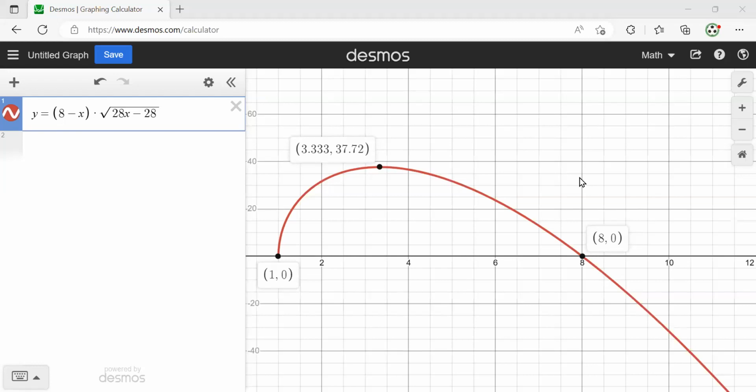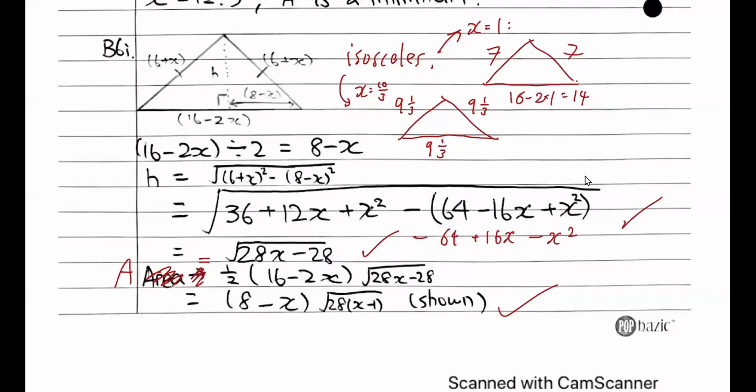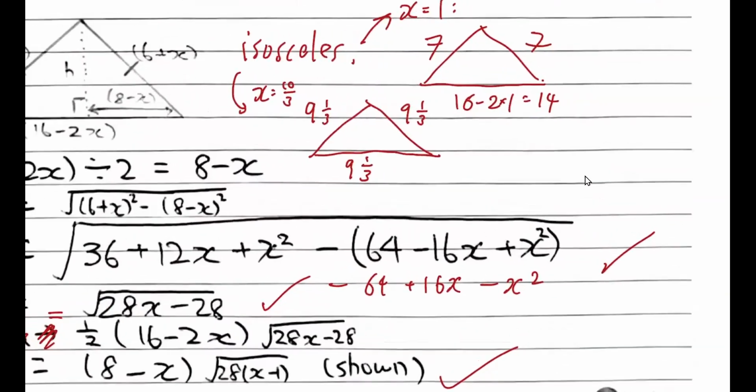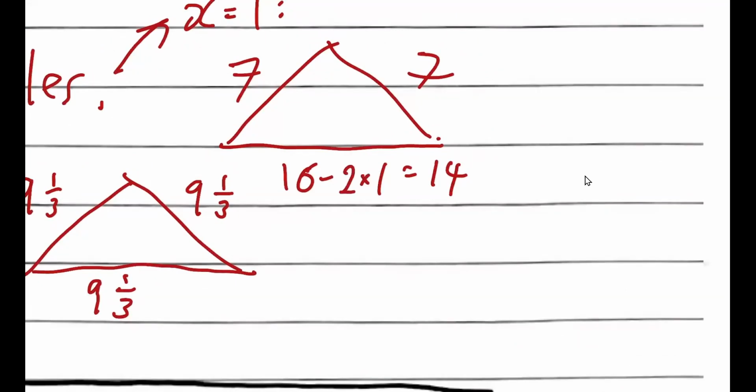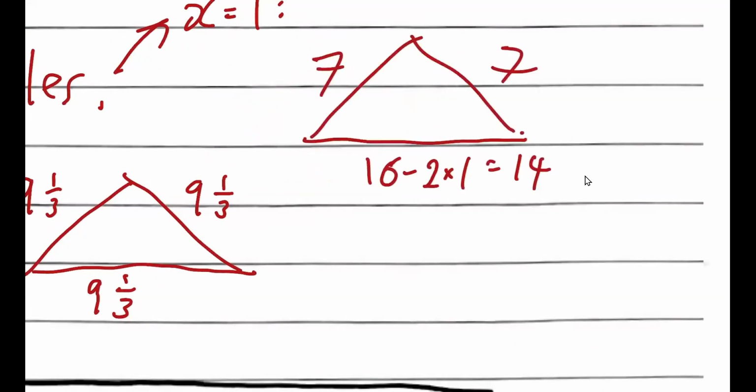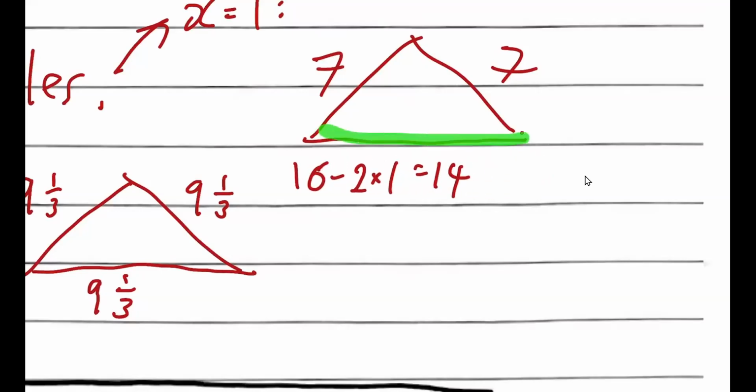Cannot be told from just plotting the graph algebraically. But let's think about it geometrically. Do you know something called the triangle inequality? Okay, let's look at this then. So let's take a look at this triangle. Can this triangle exist or not? 16 minus 2 times 1 is 14. Length 14, and 7, 7. Is it possible?